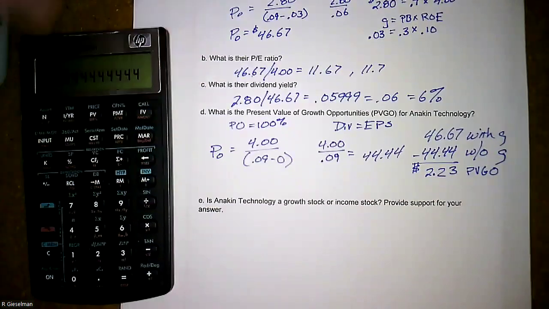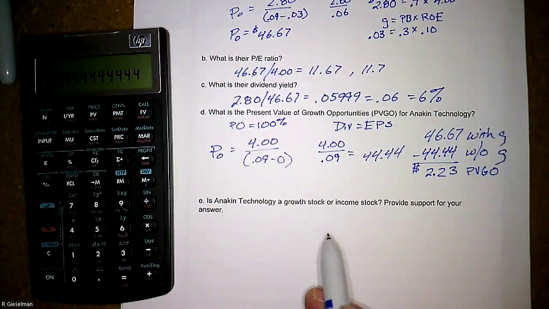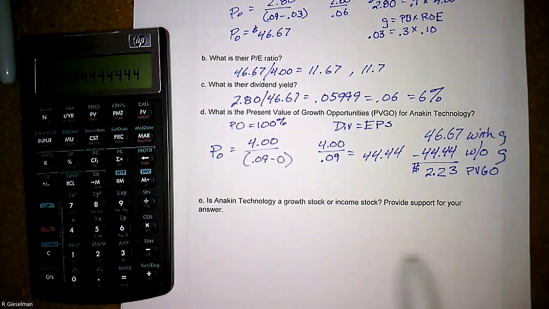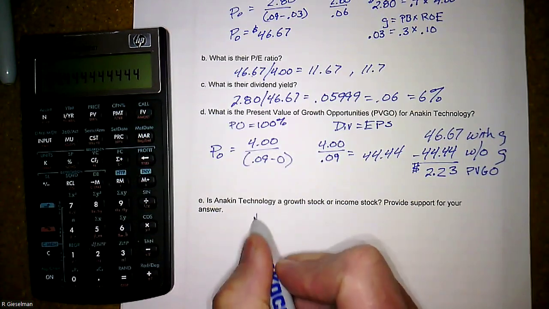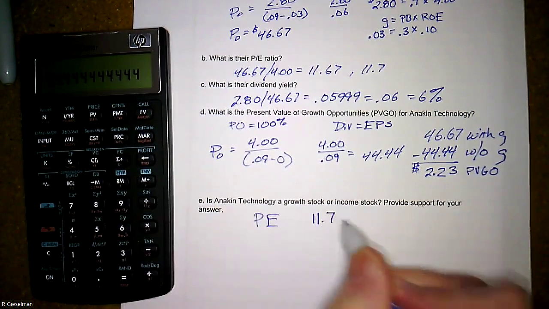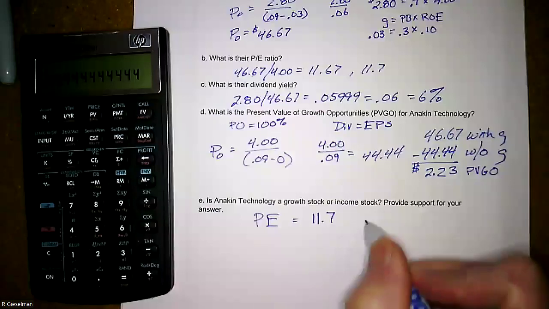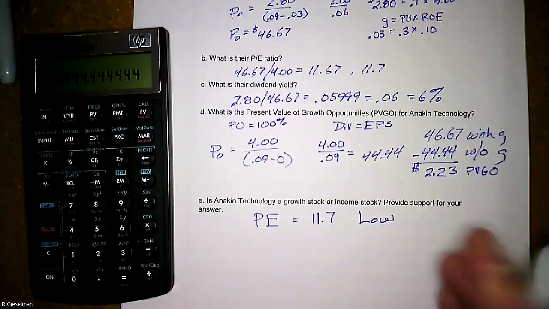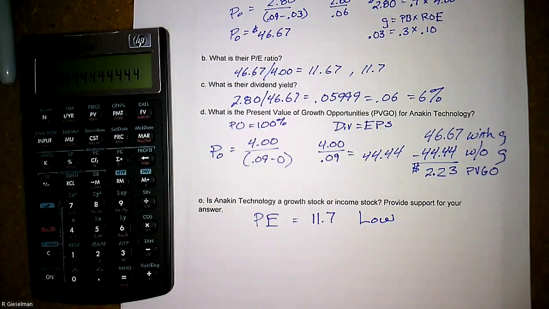Is this stock a growth stock or an income stock? Provide support. Well, I got several things I can look at. First off, PE ratio is 11.7. That's low. That's well below the normal of 15 to 20 for a PE. It's low, which means stockholders aren't buying this stock with expectations of lots of future growth.